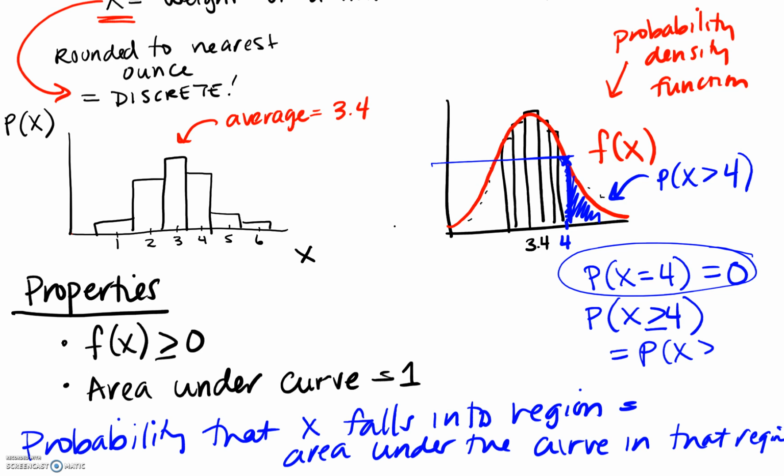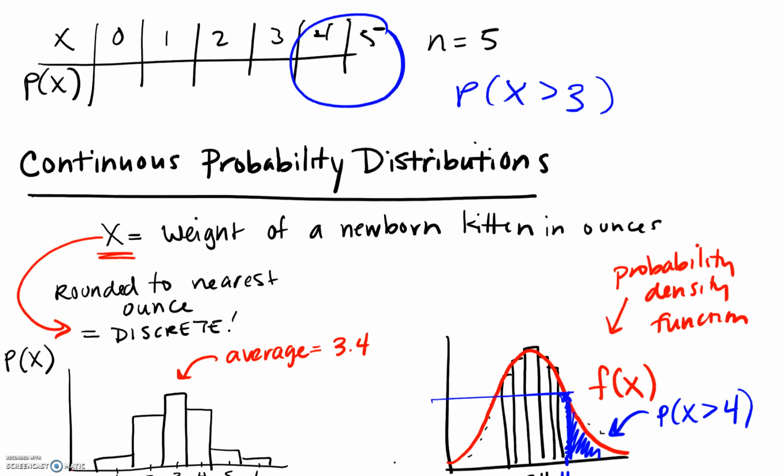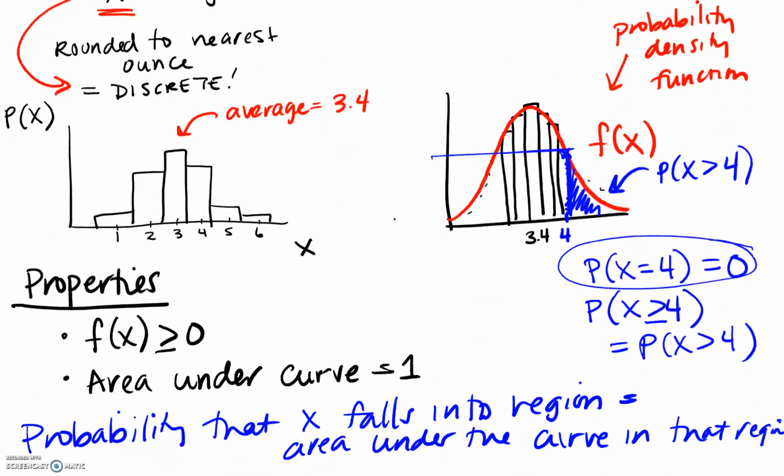So this does not make any difference. You can do probability X greater than 4, X greater than or equal to 4. They mean the exact same thing in continuous land, whereas they meant very different things in our discrete land, right? Greater than or equal to 4 included 4, where just greater than 4 would only start at 5. They'd have very different probabilities. Now that we're in continuous land, these things are the same.